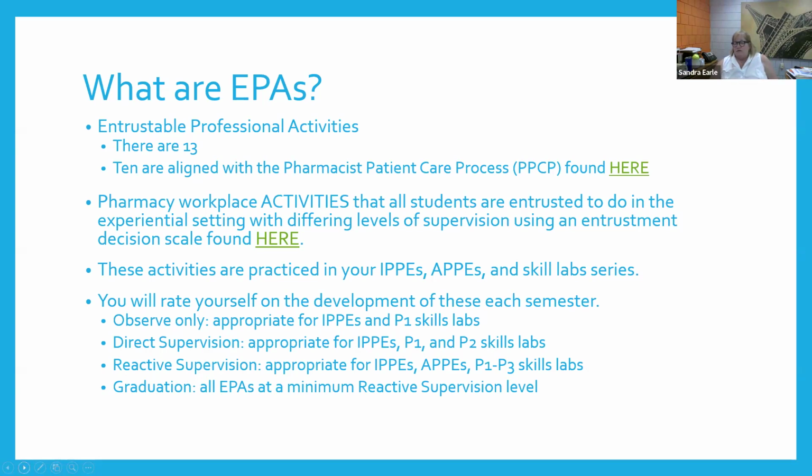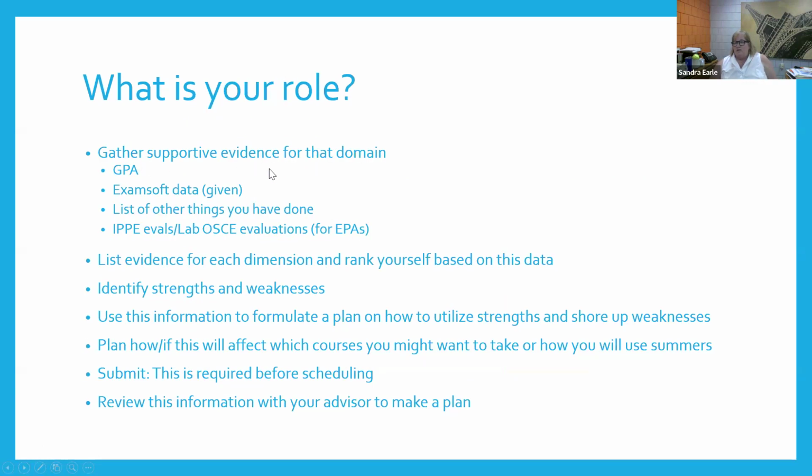So you'll be asked to rate yourself every semester on EPAs. What's your role? Gather supportive evidence for each of these EPAs and educational outcomes: know your GPA, get your ExamSoft data, list other things that you have done, and make sure you have your IPE evaluations and your lab OSCEs for your EPAs. So for your first semester, you're not going to have your IPE evaluations, and you may not have any lab data for your EPAs. You just might not have any data.